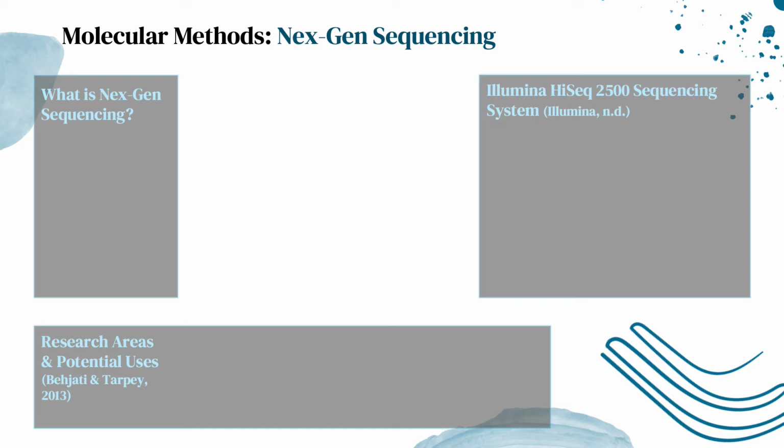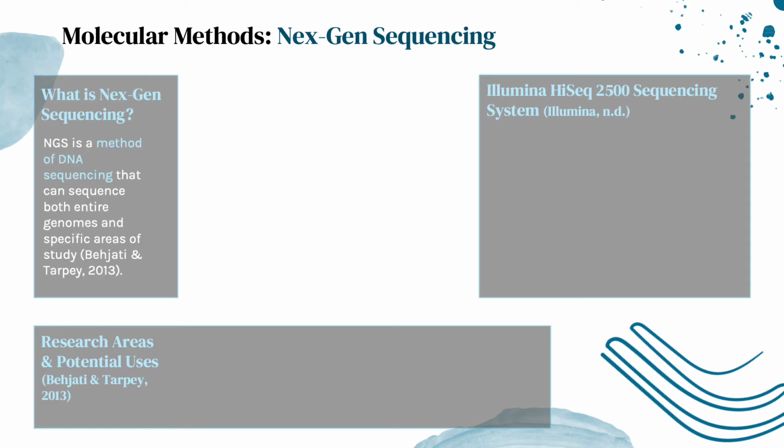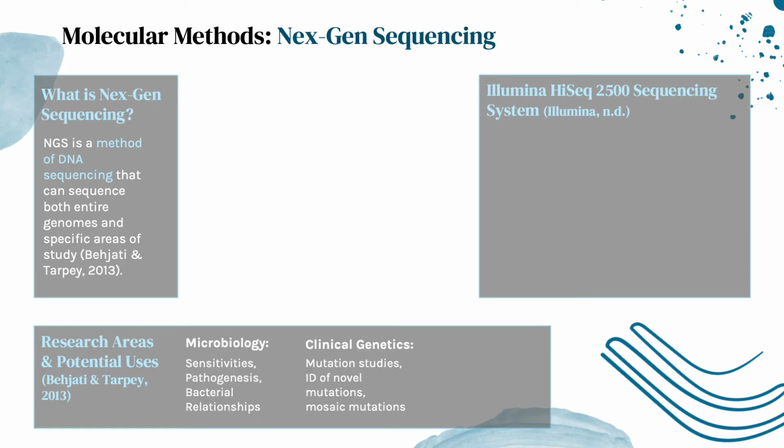This method of DNA sequencing operates at a wide range. It is able to sequence both entire genomes and specific areas of study. This has already been used in multiple different research areas and has various uses. It has been seen in areas of research such as clinical genetics, microbiology, and oncology.